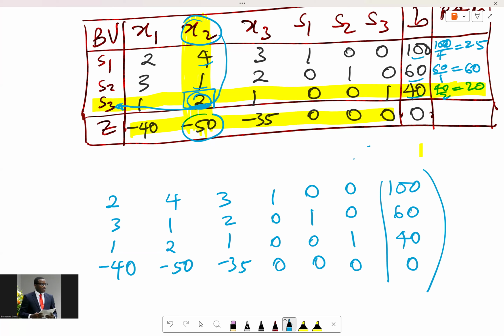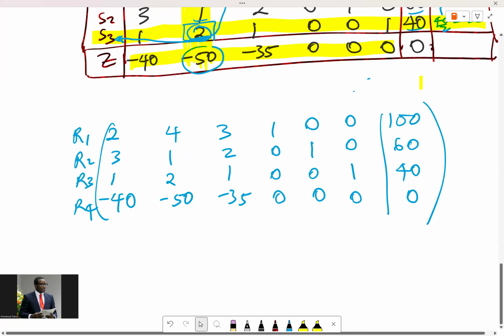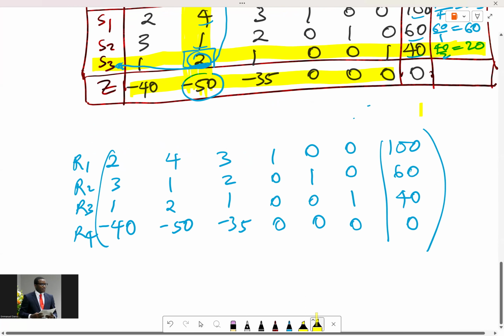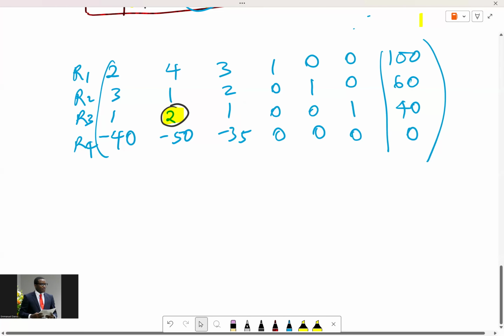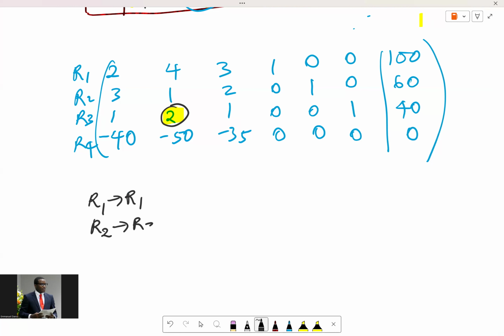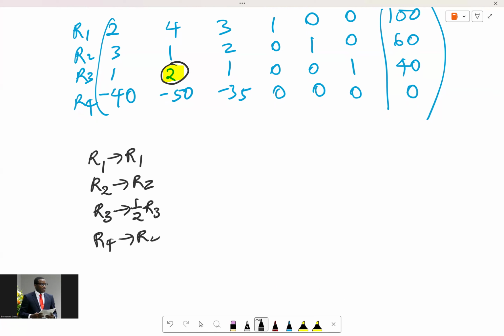Okay. So this is what we have now. For easy referencing, you can have row 1, row 2, row 3, and row 4. Now, the pivot, don't forget, is this guy. So what that means is that you're going to turn this to 1, and everything above and below it will become 0. The first thing you want to do is just turn that to 1. So R1 remains R1, R2 remains R2, but the new R3 is going to be half of the old R3 because we want this 2 to become 1. So the other things below and above can become 0. Then R4 remains R4, for now.